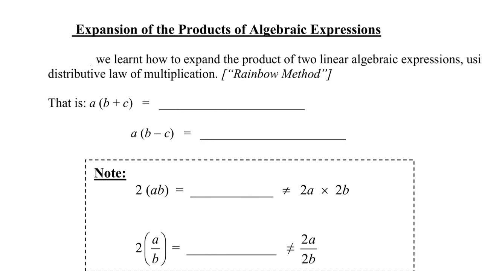When we do the expansion, we are literally multiplying this. A times b will be ab. A times positive c, both positive, so it will be plus ac. Or, this will be ab. A times negative c will be negative ac.